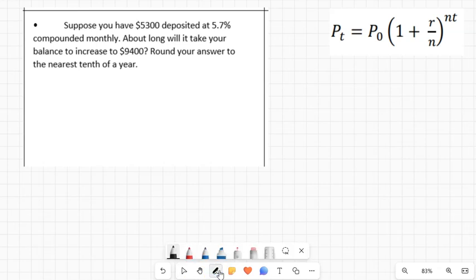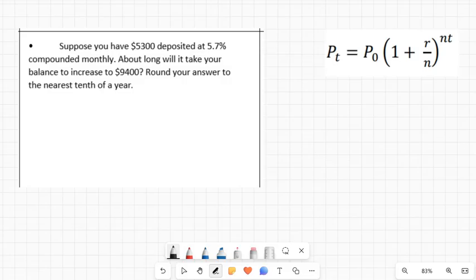All right, let's take a look at an example of compound interest where we're looking for how long it takes for a deposit to grow to a certain amount. In this case, we have a $5,300 deposit at 5.7% compounded monthly. About how long will it take our balance to increase to 9,400?